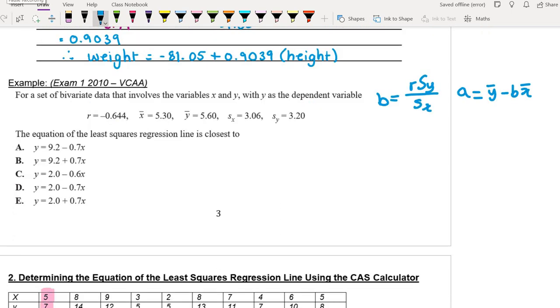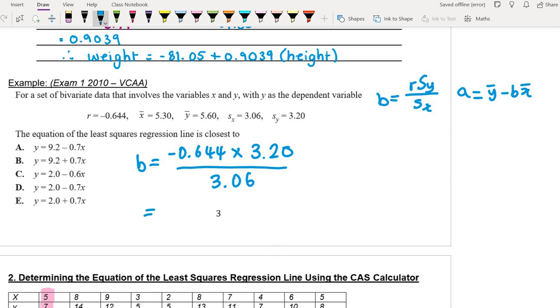Alright, so hopefully this is what you've done. You find B first, and you do that by simply multiplying your R value and your standard deviation of Y together, like this, and dividing by the standard deviation of X. Then you can just put this into your CAS and get the value. So it should be negative 0.67.